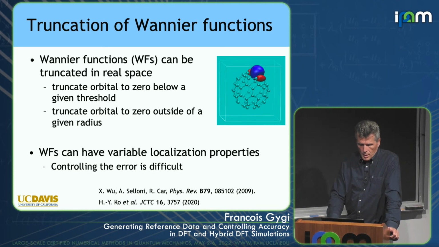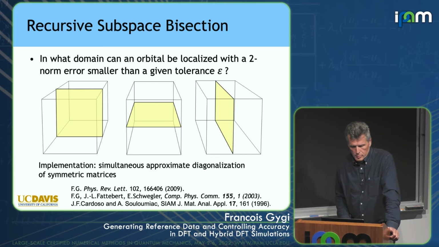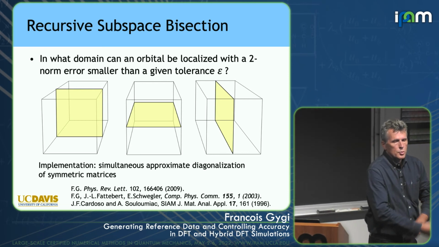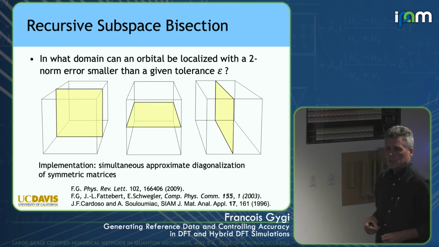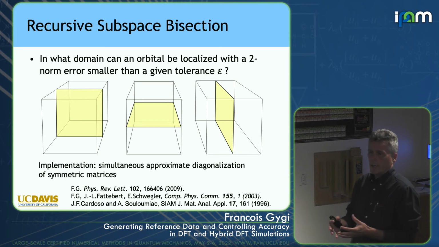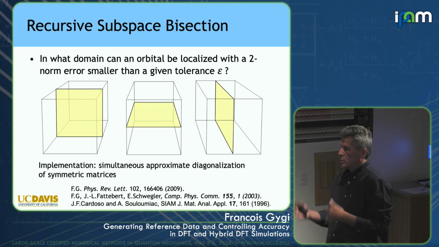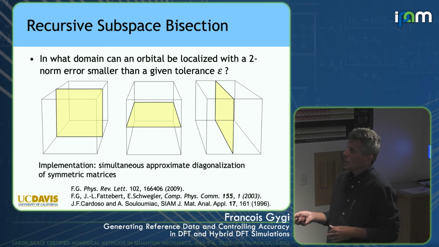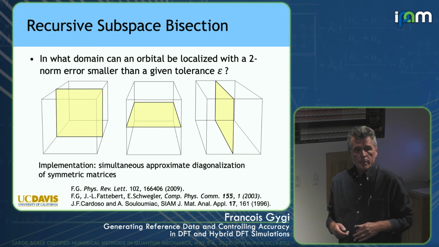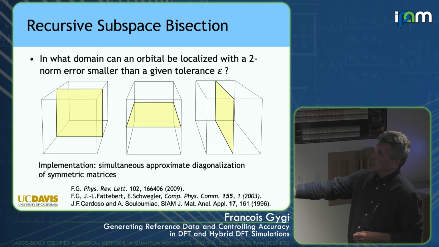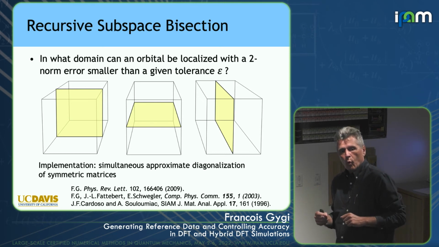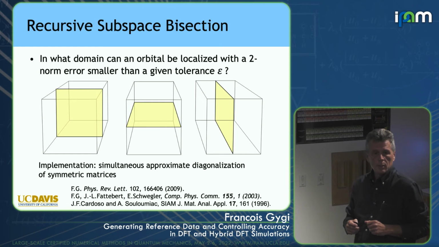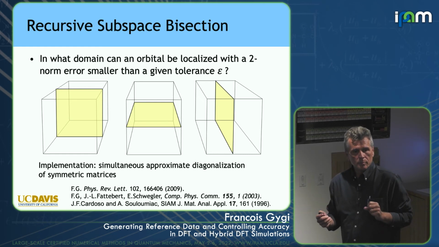Right? And so what I wanted to advertise here is a technique we use to address that problem, but sort of backwards. Instead of saying, I want to try to localize my wave functions as much as I can and then truncate them, I'm going to ask the question backwards. I'm going to say, what domain can I use in which an orbital can be localized for a given error when I truncate? Basically, the 2-norm of my orbital cannot differ from 1 by more than a certain tolerance. Where can I localize my orbital?